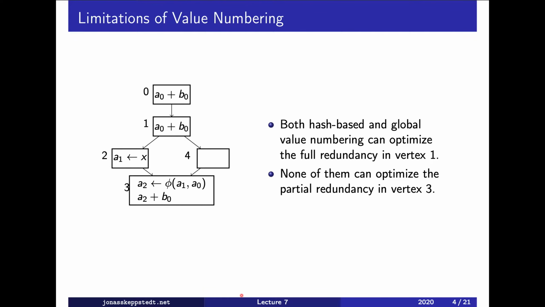Recall, value numbering can optimize away this expression since it's fully redundant. However, here we destroy the value of the expression since we give one of its operands a new value. And therefore, this occurrence of the expression cannot be optimized away by value numbering. As we will see soon, it can be done by PRE.